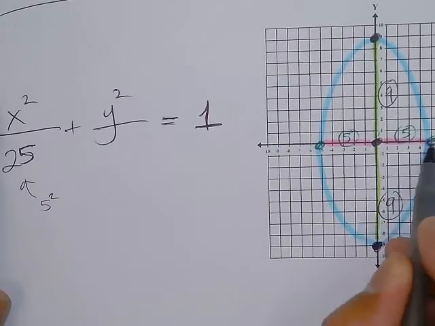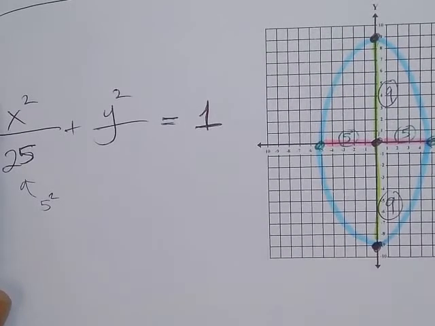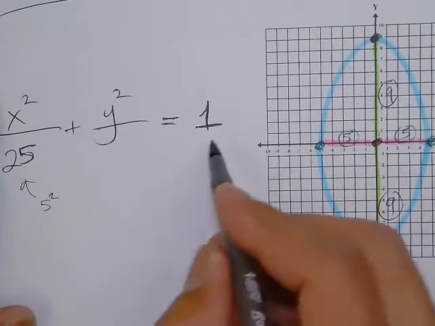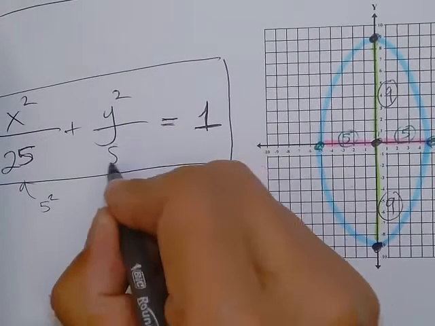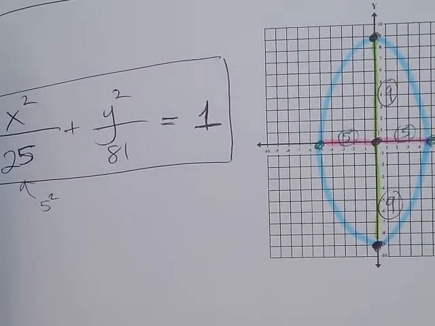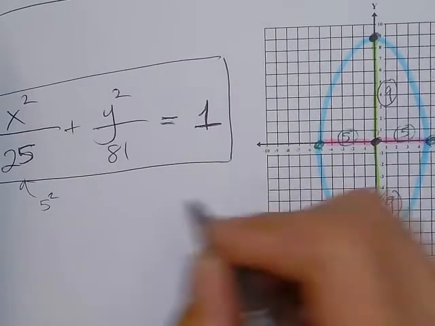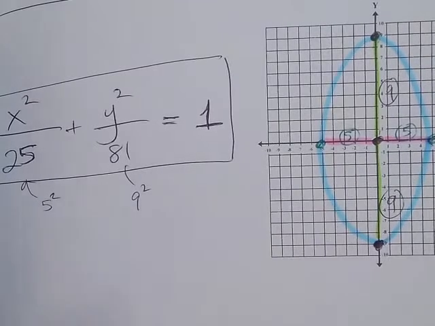And why is it 5? Because on the x, which is left and right, that's how much it was from the center to each vertex. Yeah. And what's the number that's going to be on the y here? Because we're almost done here. 81. Easy. And why is it 81? Because it's 9 squared. Are we good now? We see how easy this is?